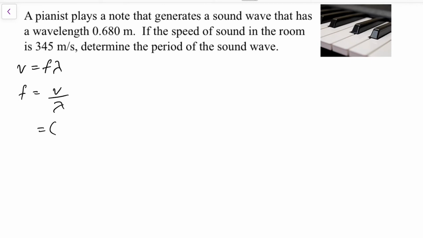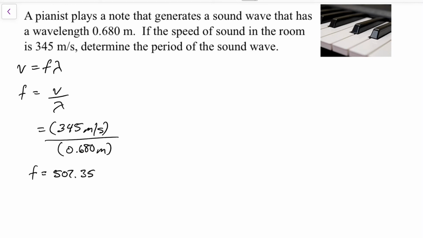So the speed of sound given as 345 meters per second. Wavelength is 0.680 meters. That would be the distance between compressions or rarefactions for the sound wave. And you get the frequency to be, I wrote it down there, 507.3529 hertz. So there's the frequency of the wave.